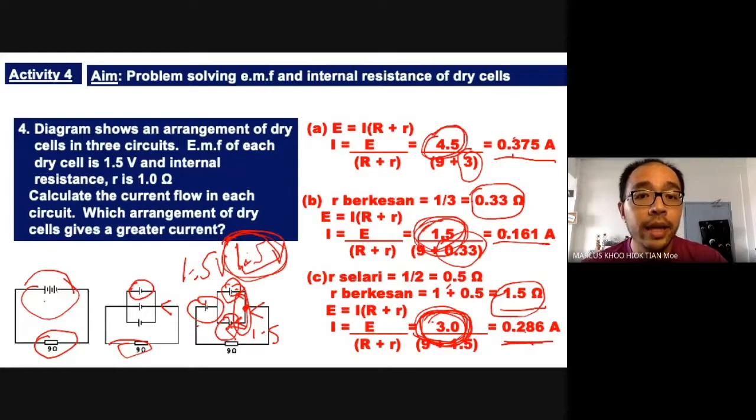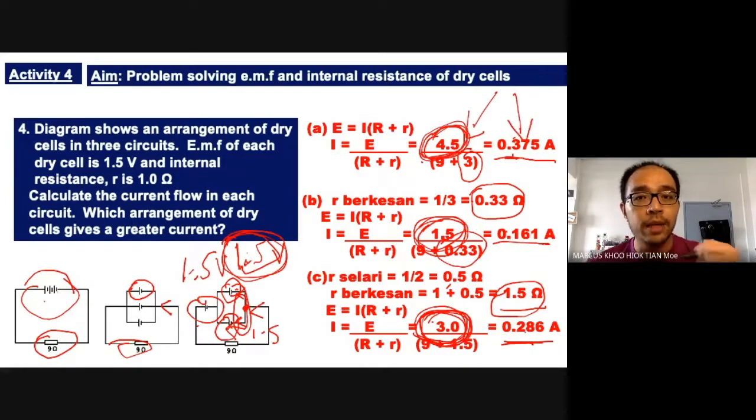So in that respect, we find that the current flow for the series circuit is the highest. Although just now we said the current flow for the series circuit is lower than this one, that is a different situation. That is a situation where the EMF is the same. But in this case, the EMF plays a role as well, and this is the more important one.